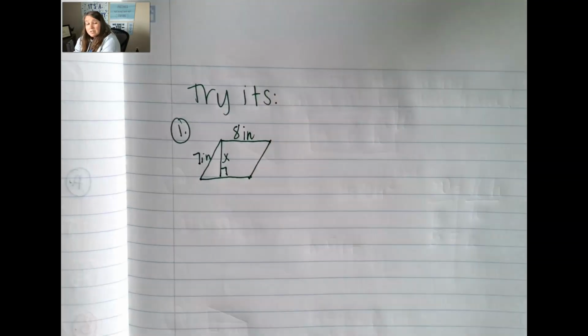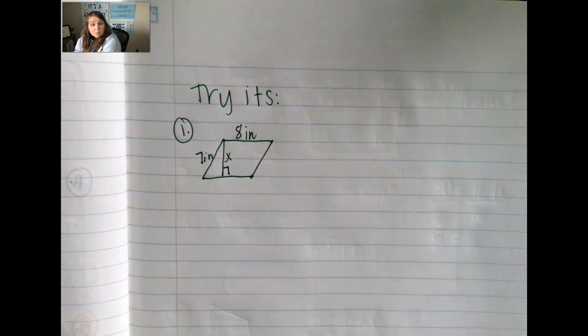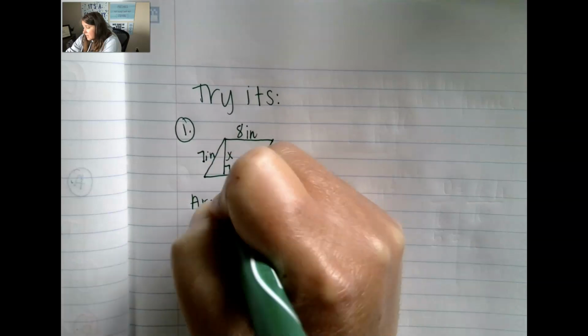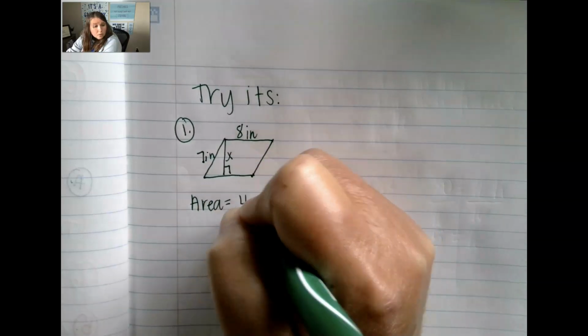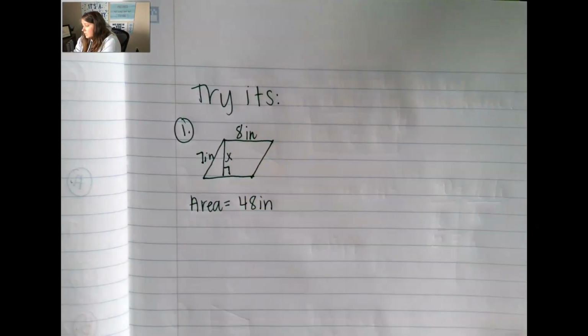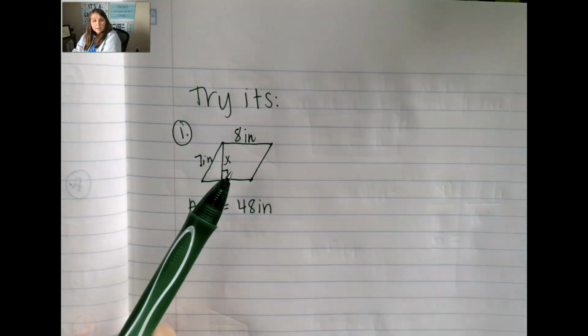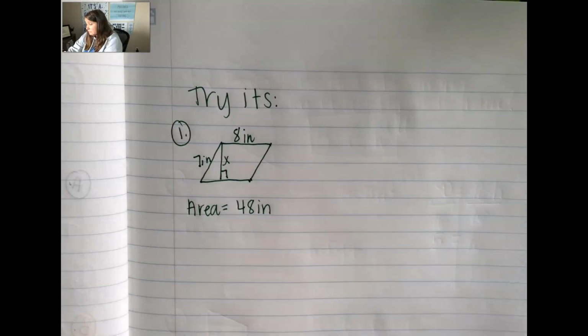Again, you have 3 different dimensions here. Determine which one you need to use in order to solve. It says that the area is 48 inches. So use the correct things. One of these is trying to trick you. Don't let it trick you this time.